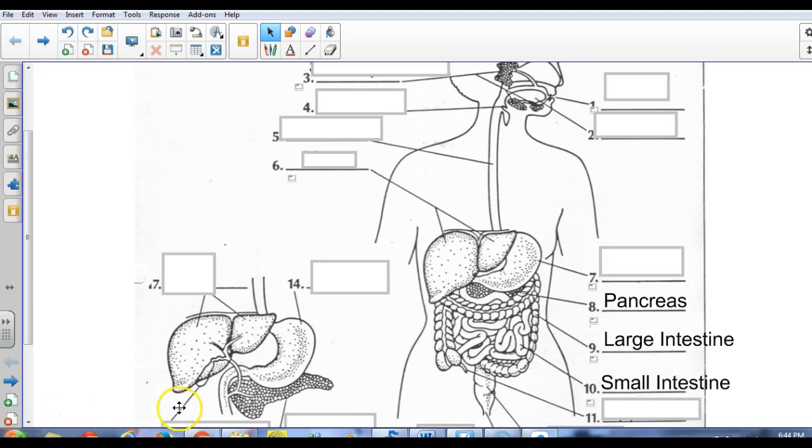Now you have to consider why these protein digesting enzymes are stored in inactive form. I talked about pepsinogen and trypsinogen. Why are they inactive? Think about it and let me know your thoughts.